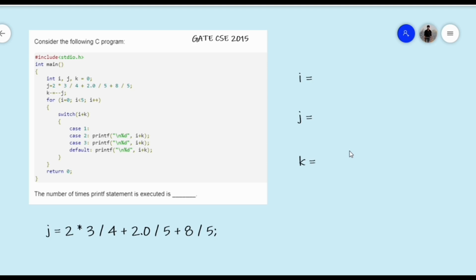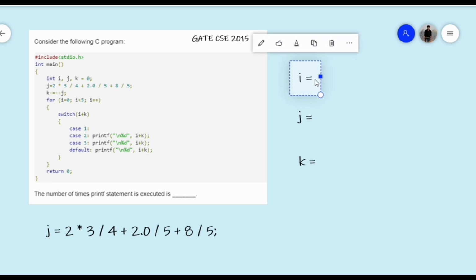The following question was asked in GATE CSE 2015. They have given a program and asked how many times the printf statement will be executed. Initially there are three variables i, j, k which are initialized with value 0.